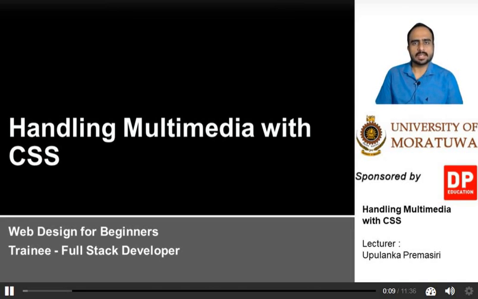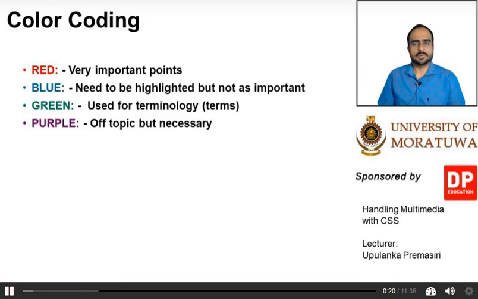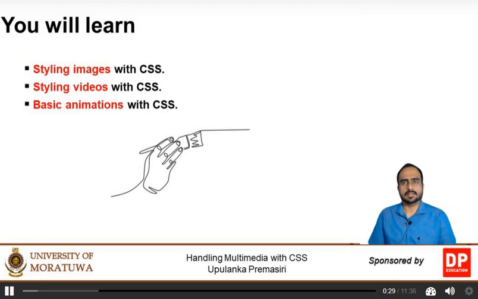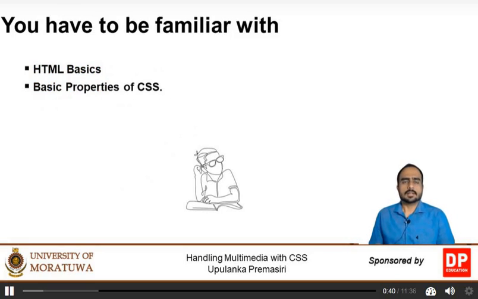Under this topic, you will learn and experience how to apply styles on multimedia such as images, videos and animations with CSS. We are using this color coding to make it easy for you to understand the lecture during this course. These core areas will be covered with activities under our topic. Styling images with CSS, styling videos with CSS, basic animations with CSS. To follow this topic successfully, you have to be familiar with HTML basics and basic properties of CSS.